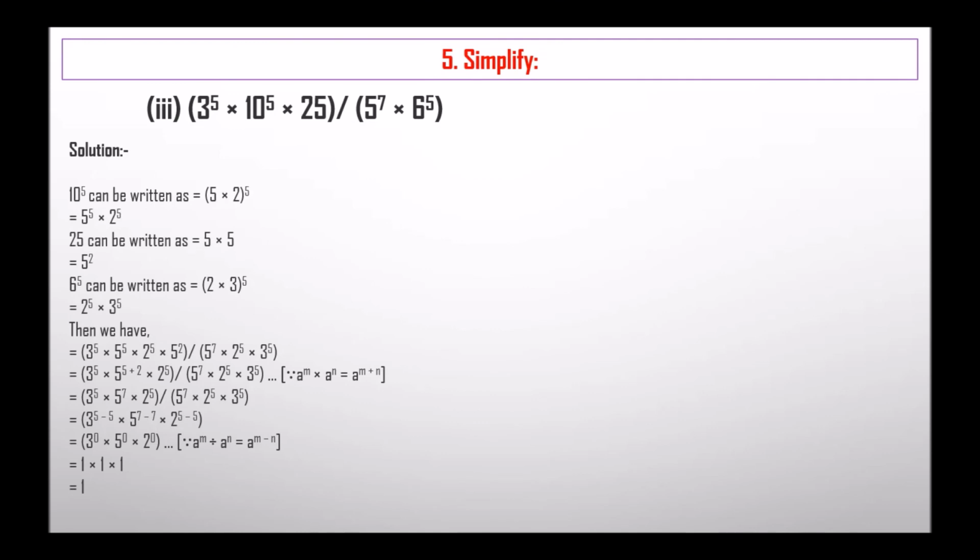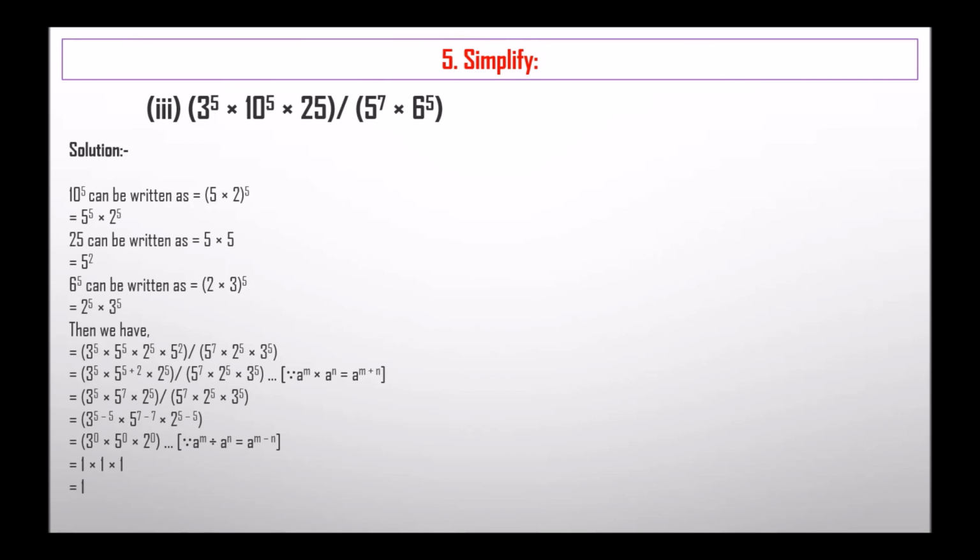3 raised to 5 into 10 raised to 5 into 25, divided by 7 raised to 5 into 6 raised to 5. So 10 raised to 5 can be written as 5 into 2 whole raised to 5, that is 5 raised to 5 into 2 raised to 5. 25 can be written as 5 into 5, that is 5 square. 6 raised to 5 can be written as 2 into 3 whole raised to 5, meaning 2 raised to 5 into 3 raised to 5.